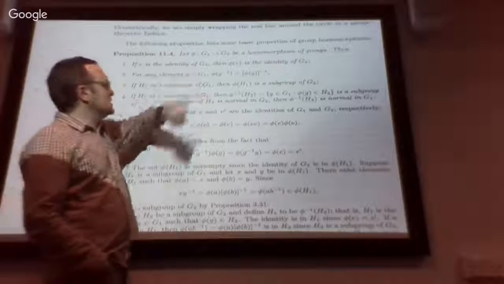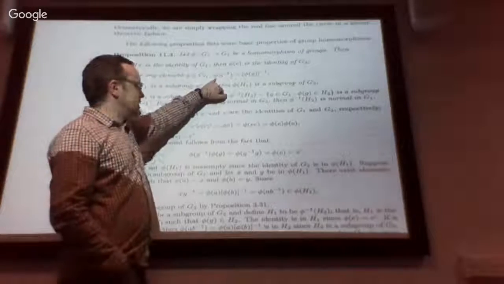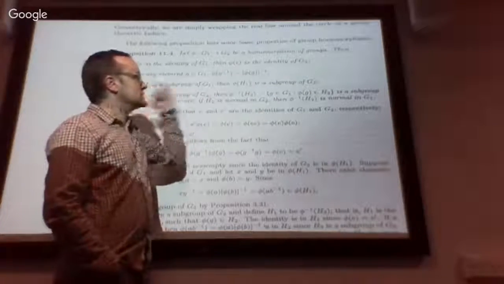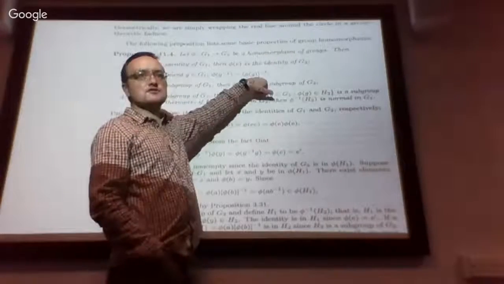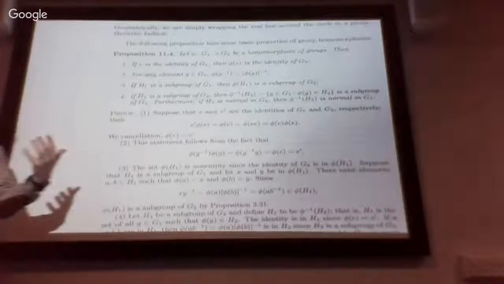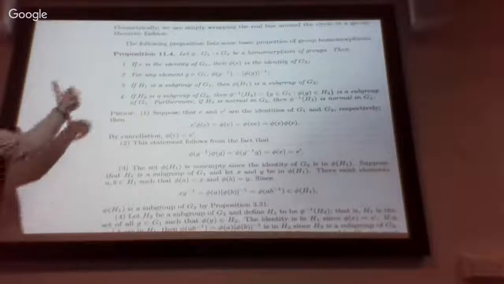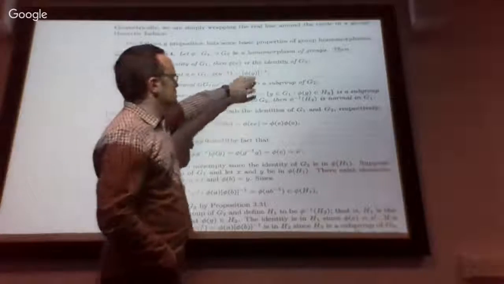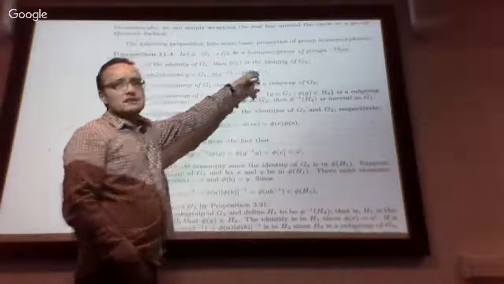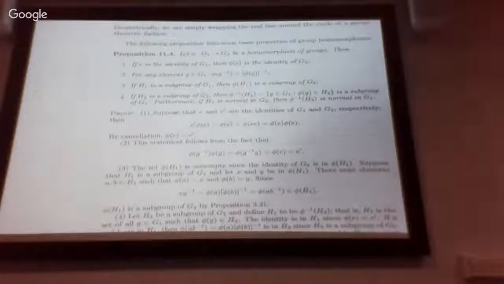Any element g, what does phi do to the inverse of g? It must send it to the inverse of phi of g. Again, that's nice. That's saying that if you have a homomorphism, it must respect the group structure to some extent. It must send an inverse element to the inverse of wherever it sent the original element.